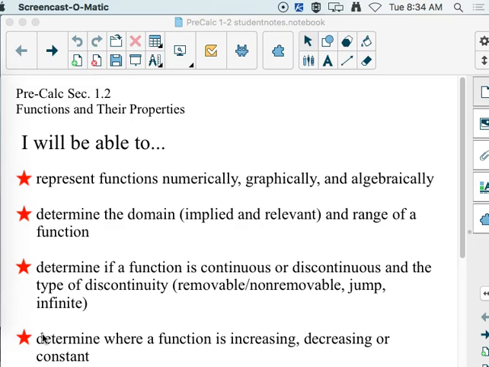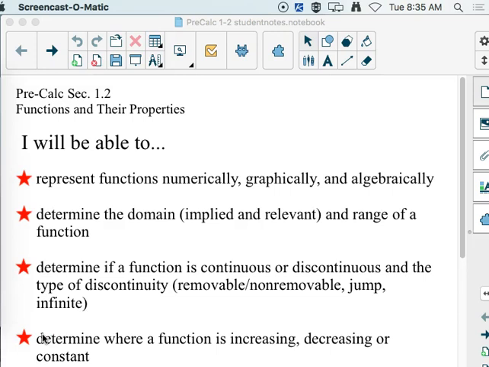We will determine the domain, both implied and relevant, and the range of the function. So implied and relevant is a little bit different than what we've talked about in the past, and that's because we're now going to start talking about, okay, but what if this is real world when we talk about domain?